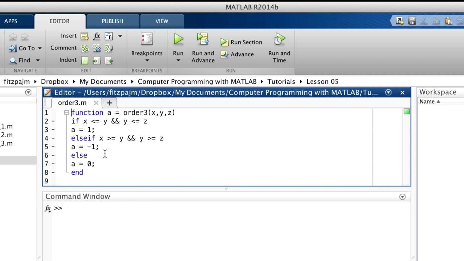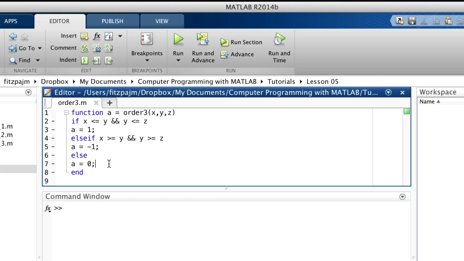Finally, if neither of the two conditions is true, this one or this one, we go to the else branch down here. This is the catch-all case. The numbers are out of order, and for that case, a is set equal to 0, and the function returns a 0.